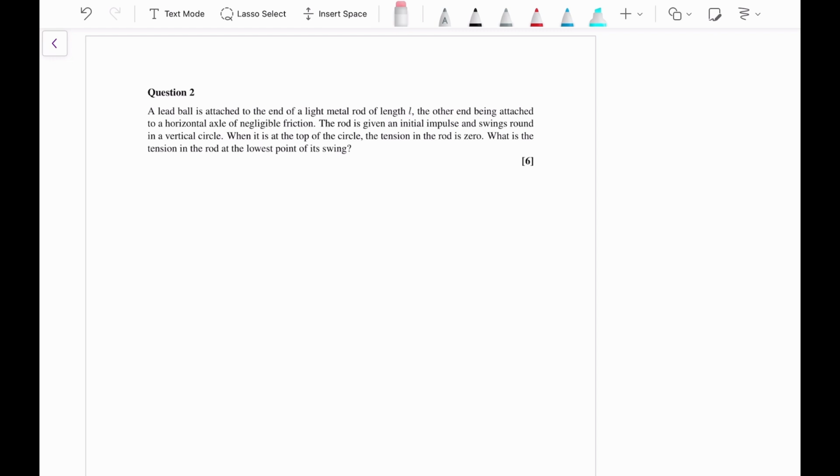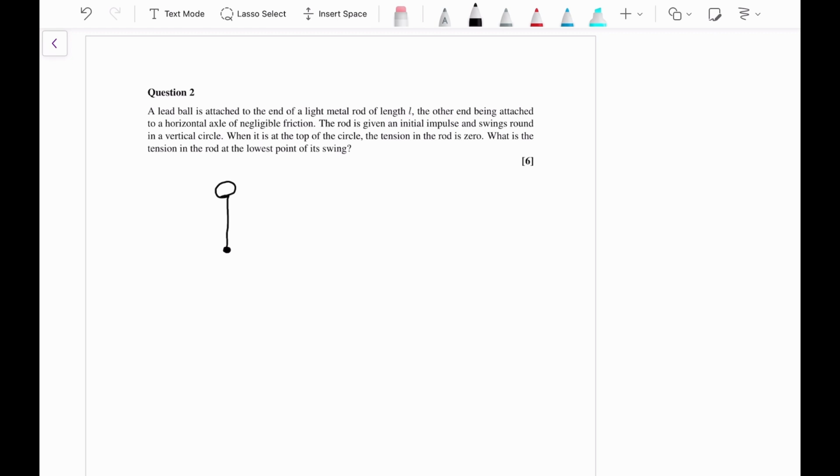Okay, so let's look at this question first. Let's draw a diagram first. So let's say this is the axle, and the mass is above it. Let's say the lead ball is over here.